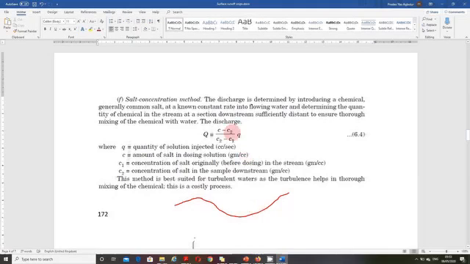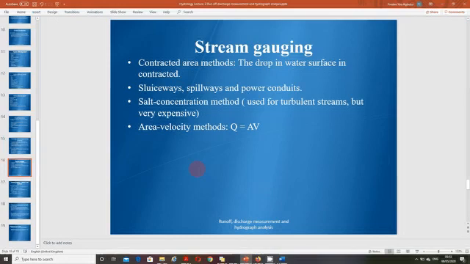But normally you have to use this on very fast flowing and turbulent streams because you want the salt to completely mix. It's very expensive because you need a lot of salt. Imagine you want to use the salt concentration technique on a place like the Volta River. Look at how quickly it's flowing and the volume of flow. You need a lot of salt. So sometimes it's expensive and can be impracticable.